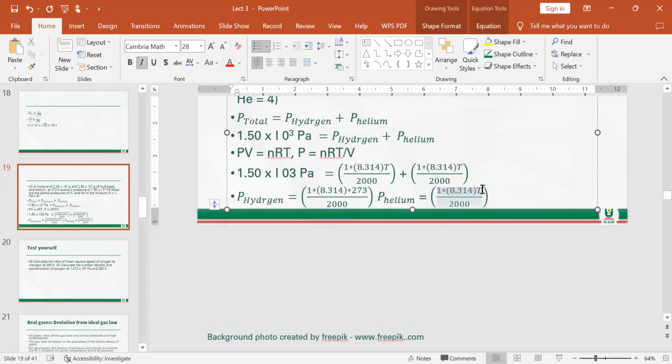Multiplied by the same temperature, since the temperature was the same, and that is 273. So that will give you the partial pressure. If you simplify that expression, you will be able to have the partial pressure.